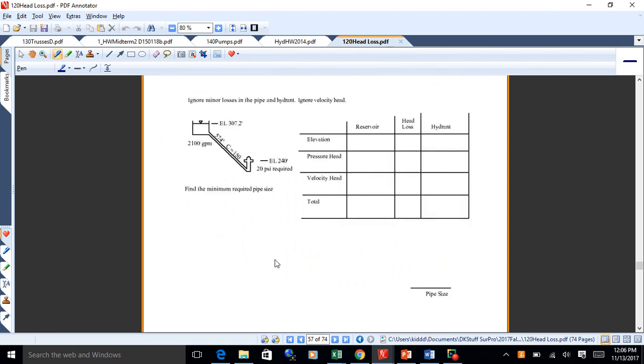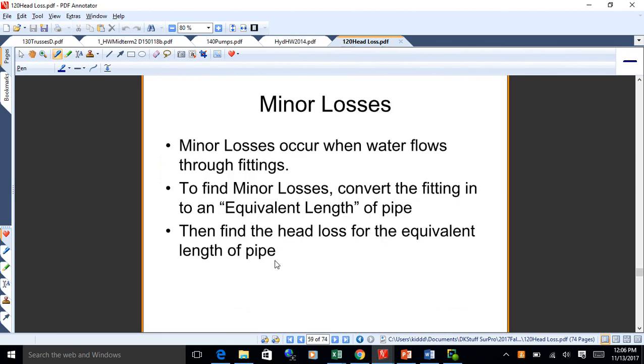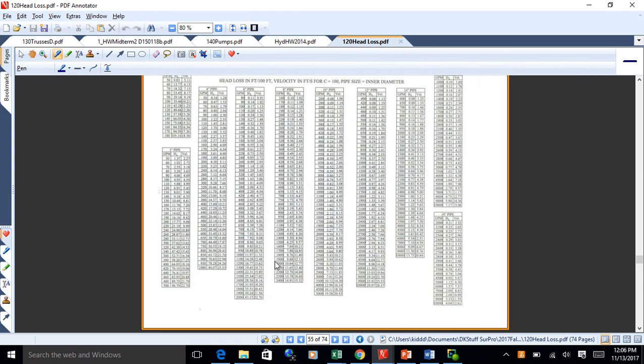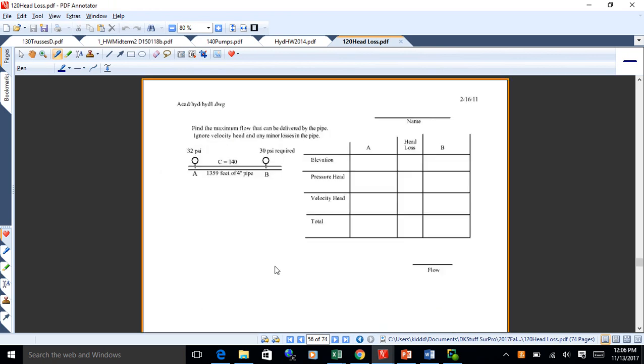And then are y'all okay with the last two where C is not 100? Those are a little bit trickier. You just got to remember to use the equivalent flow. Y'all okay on those? Questions on those?